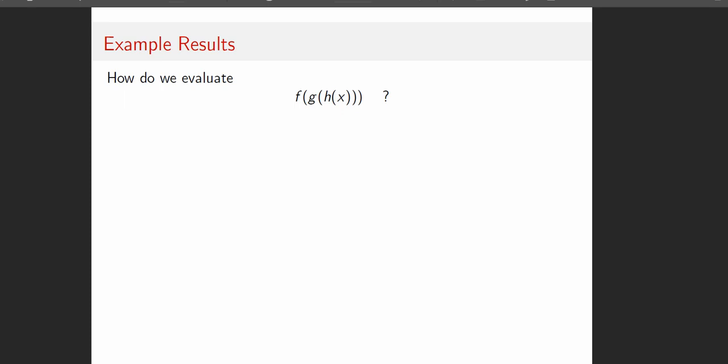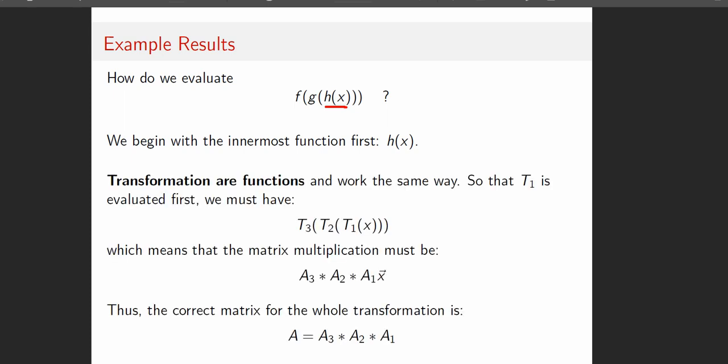And so if I'm going to evaluate f of g of h of x, what do I do first? I do the innermost function first, right? I have to begin with h of x. I evaluate h of x, put the result into g. I evaluate g of h of x and put the result into f. And the same thing is going to happen with transformations.